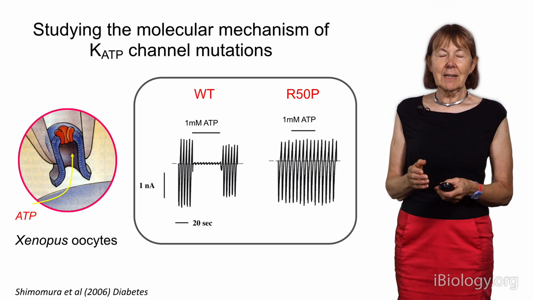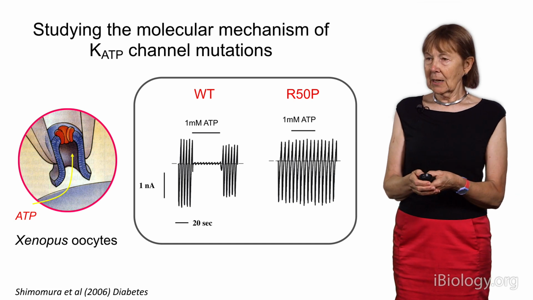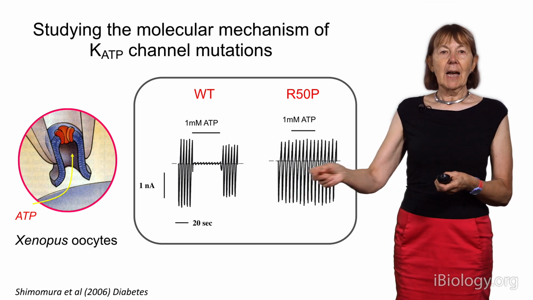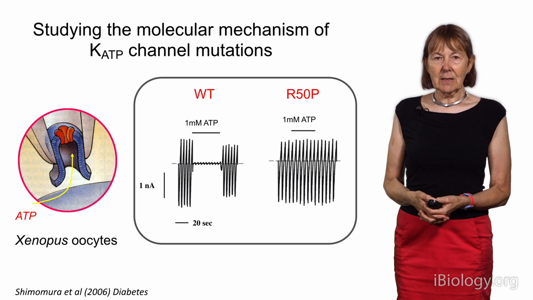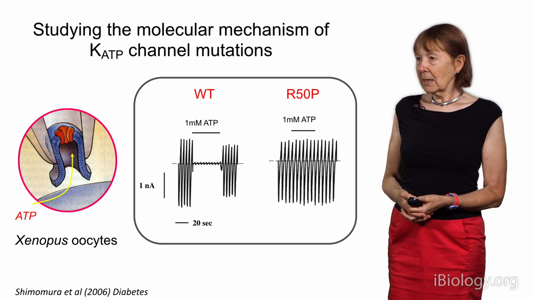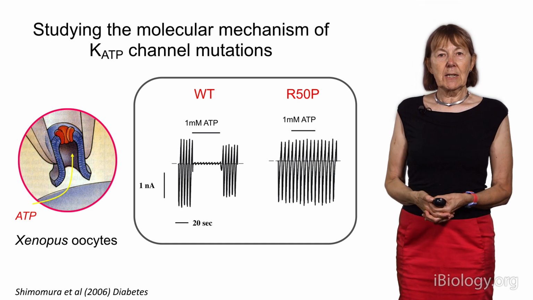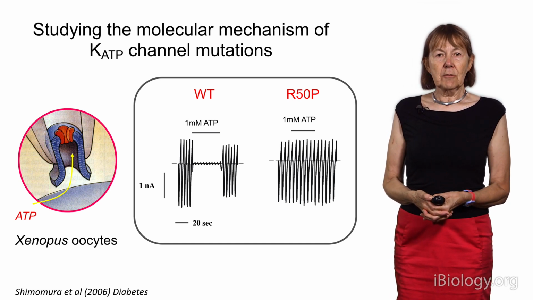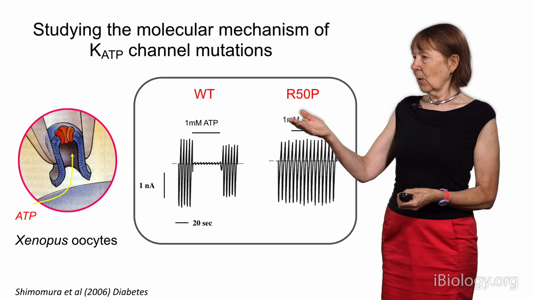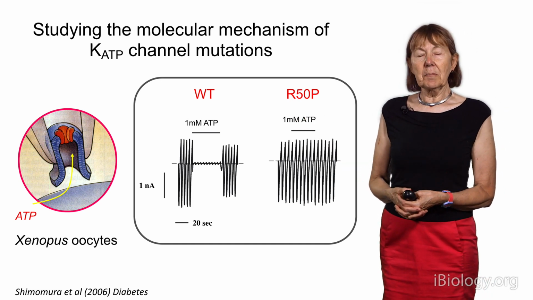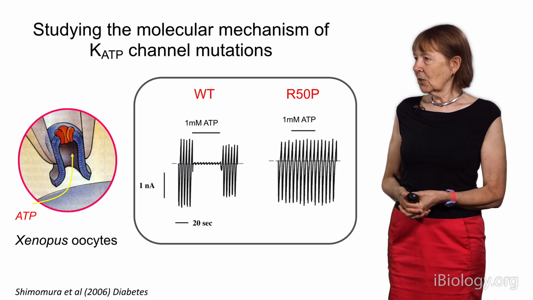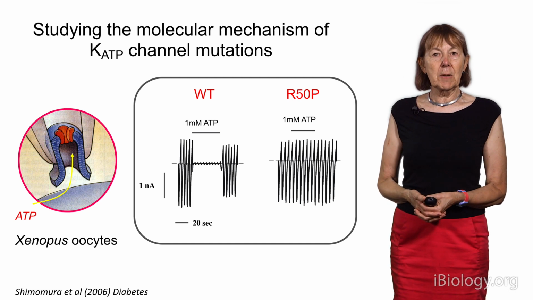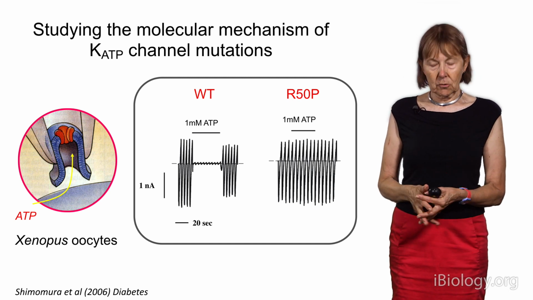And we use inside-out membrane patches, as shown over here on the left, and we apply ATP to the intracellular membrane surface. And in the box on the right, you see the effect of ATP on currents generated by voltage ramps and in response to 1 millimolar ATP, which completely inhibits the wild-type channel. But in channels which have the mutation R50P, you can see that 1 millimolar ATP has no effect at all.